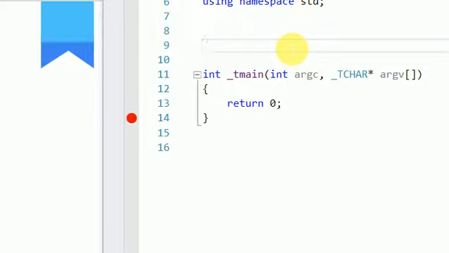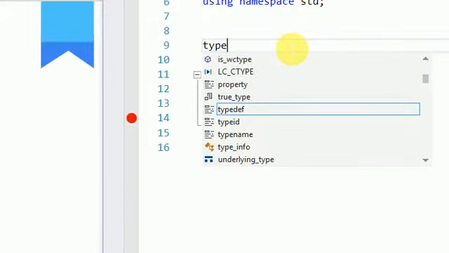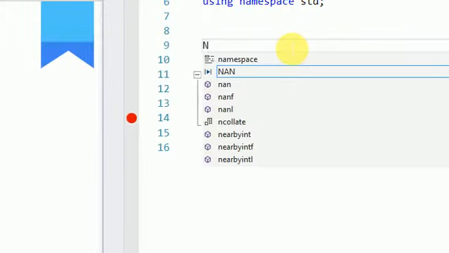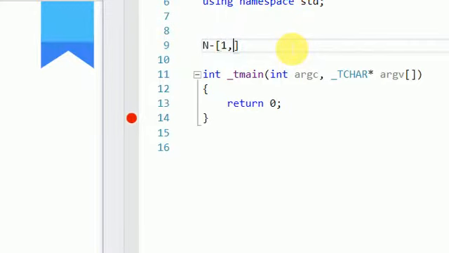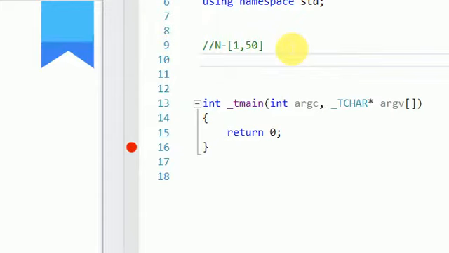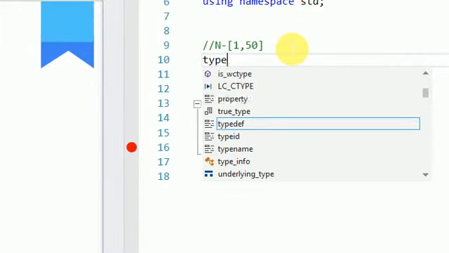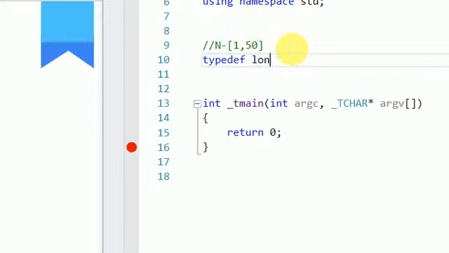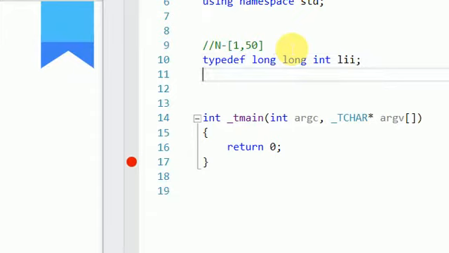So let's write the binomial coefficient. For example, n can be from 1 to 50. I am defining n to be from 1 to 50, so I can give any n between 1 and 50. For a plus b to the power of 50, it can have a very huge value which cannot be fitted in an int. So I am just defining typedef long long int as lli.